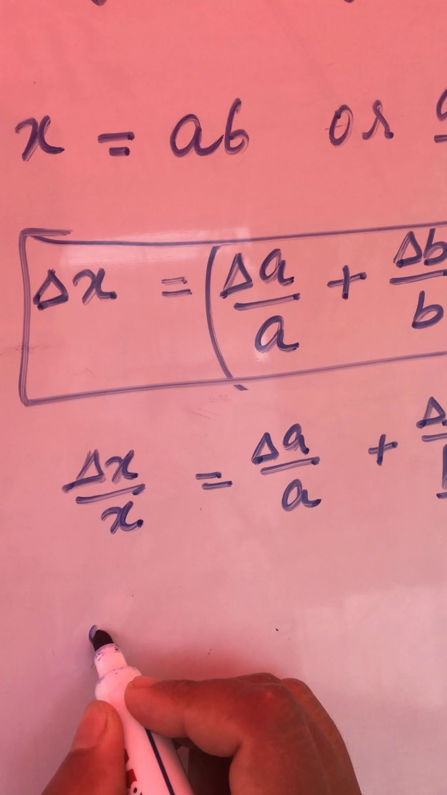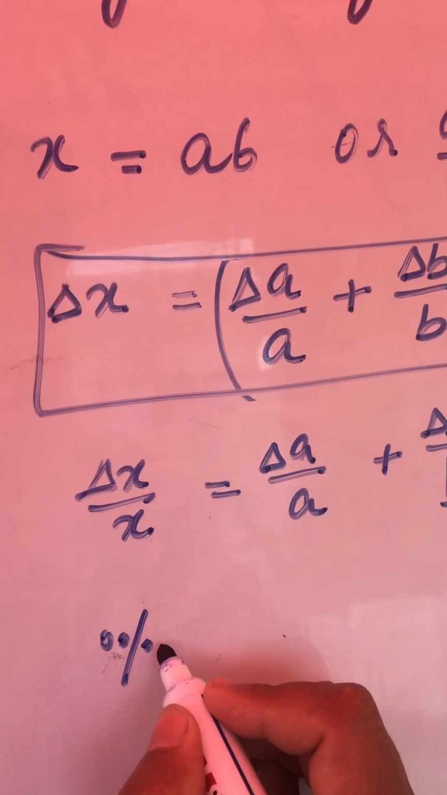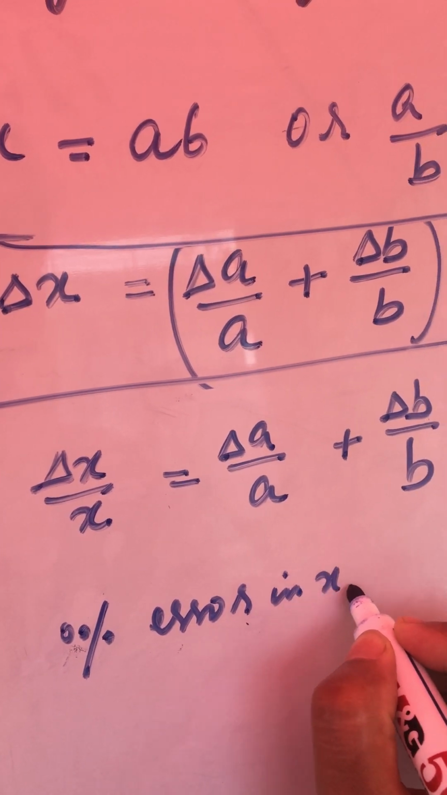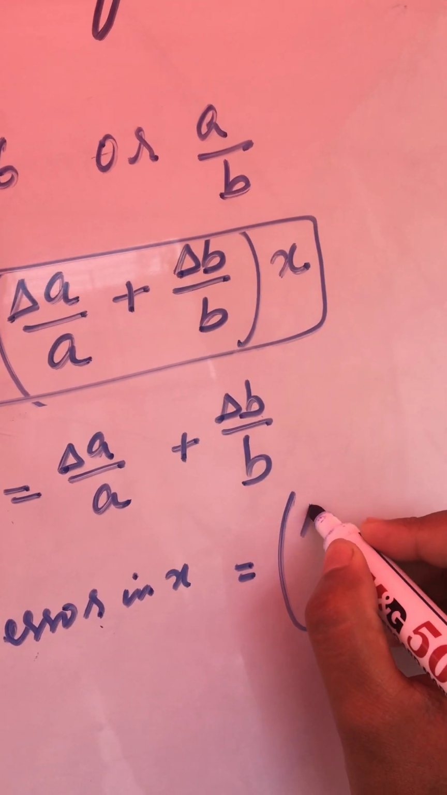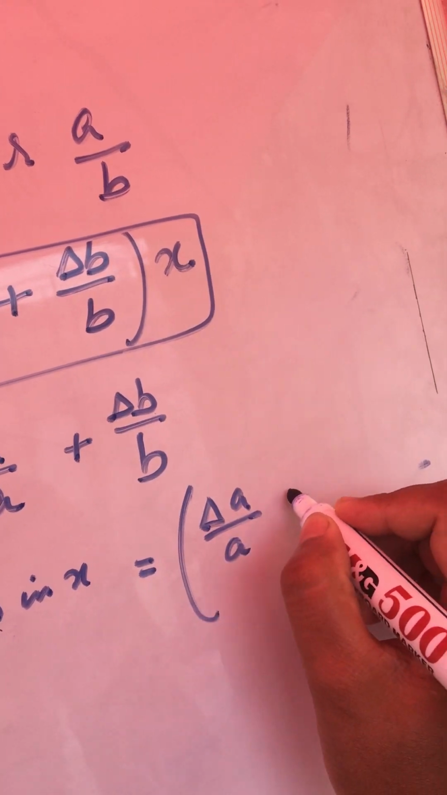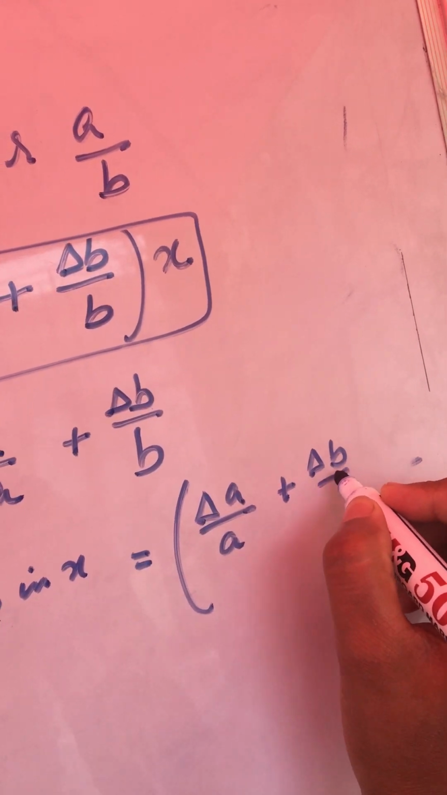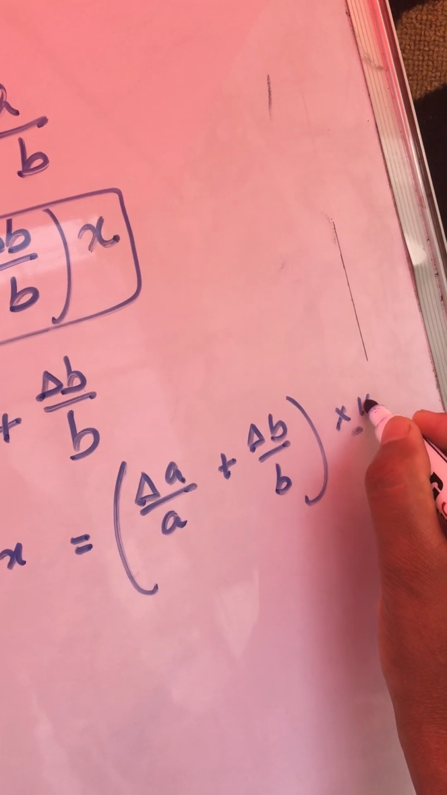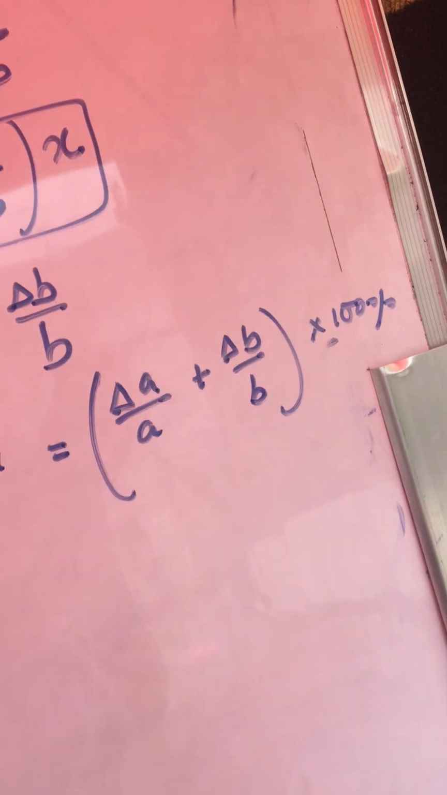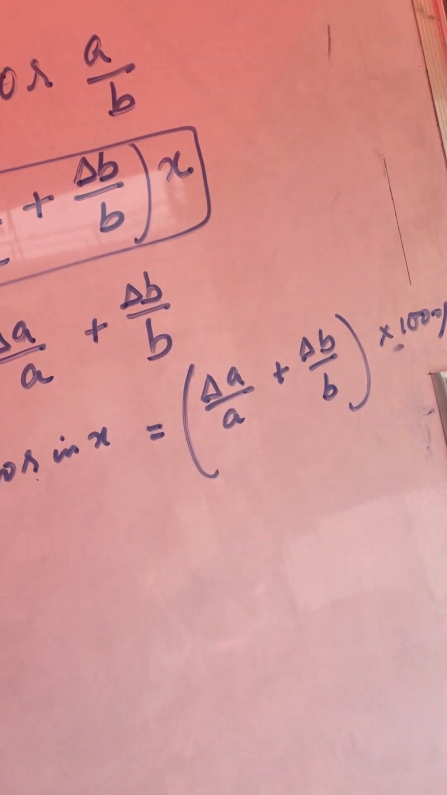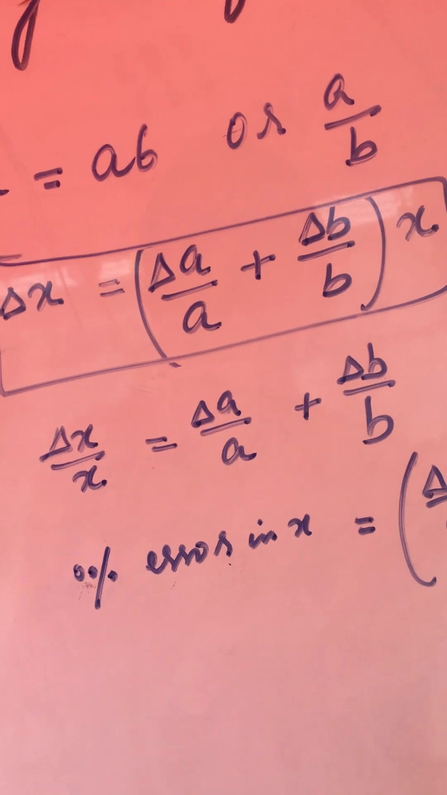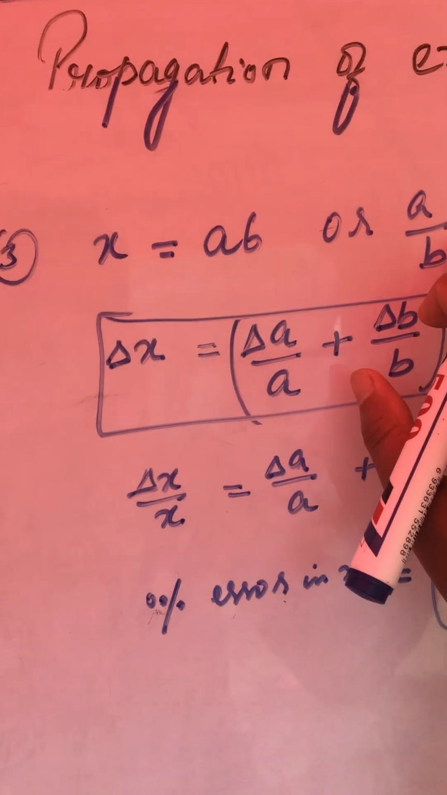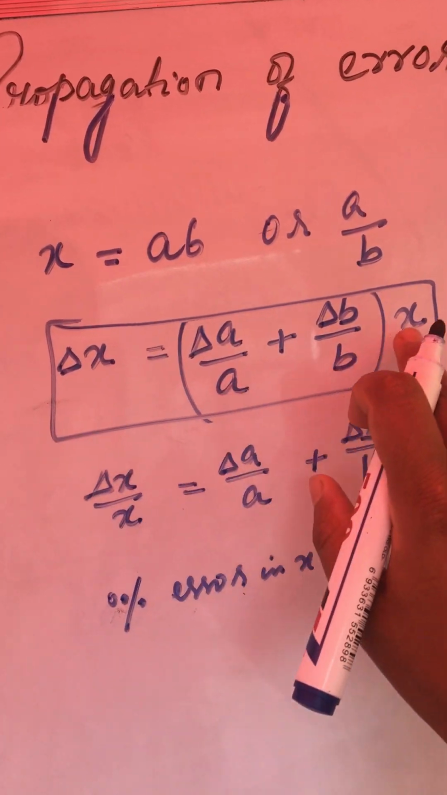If you multiply it by 100, what would it be? Percentage error in x is equal to what? When we are doing percentage, we need to multiply with 100. So this way also we can do it. So, if the error involves multiplication or division, the absolute error is given by this way.